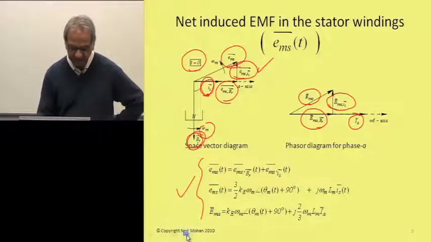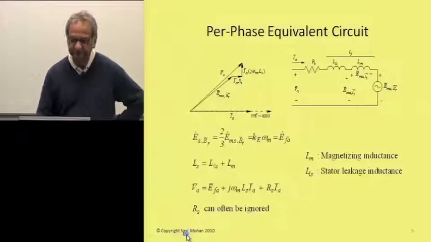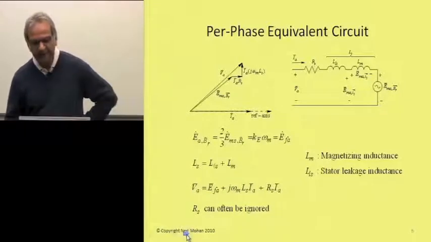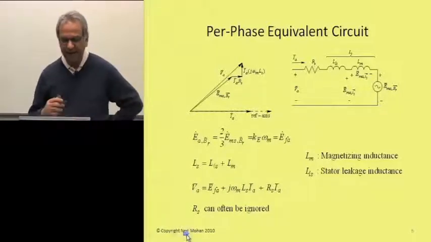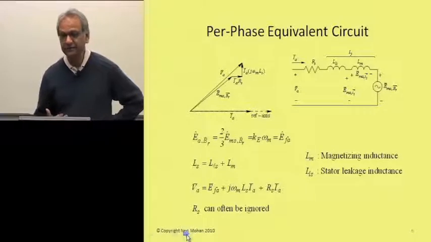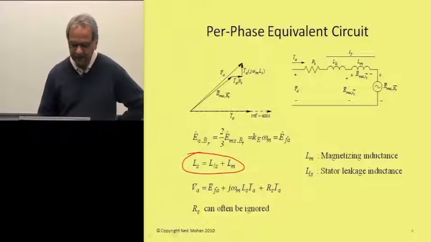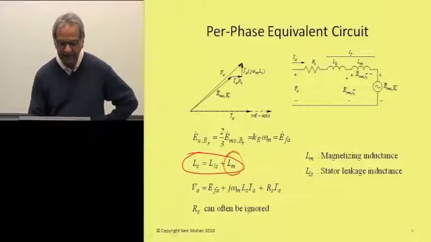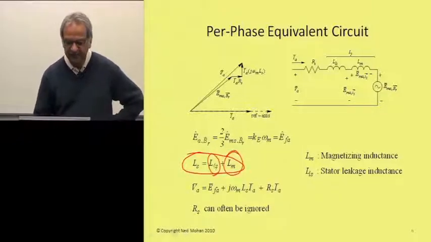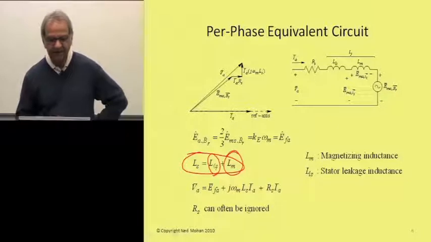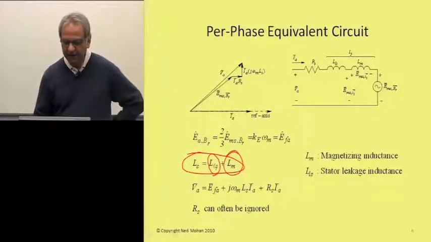That can be represented by this diagram over here. In this diagram, we add the leakage inductances which were ignored. So in a phase, we not only have the magnetizing inductance, but also the leakage inductance, so we can take that effect into account. And also we may have some resistance, R sub S.